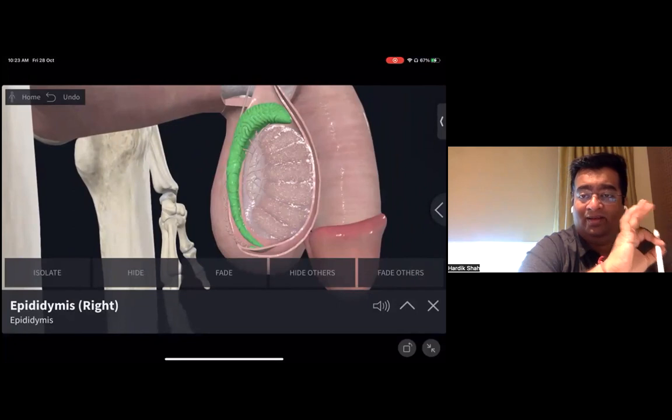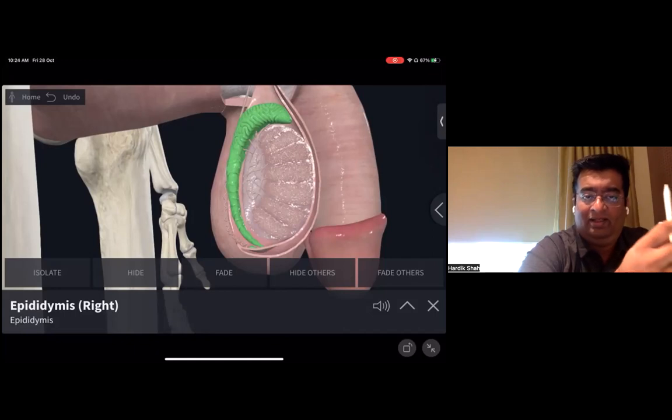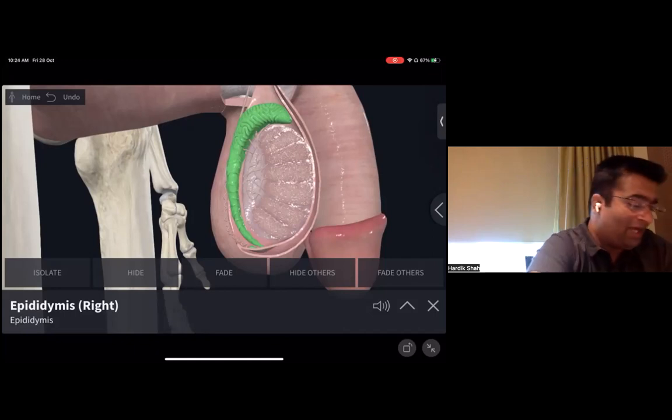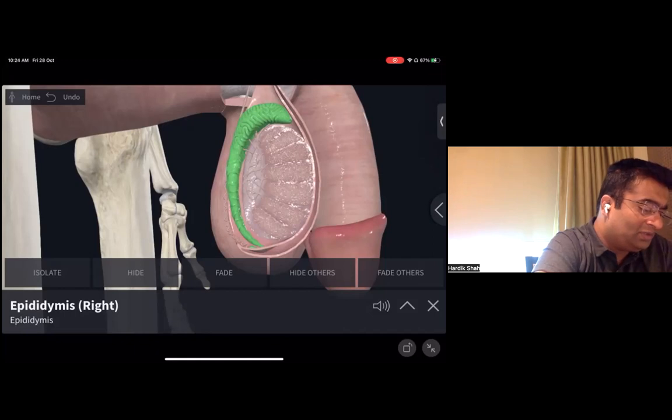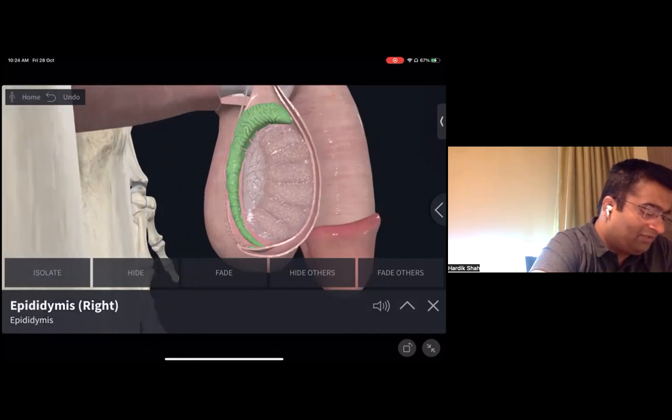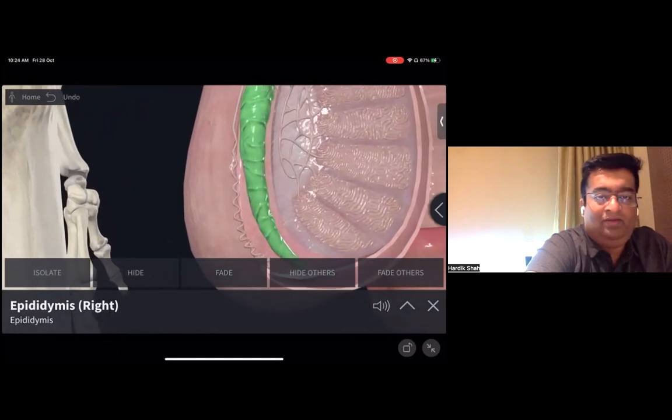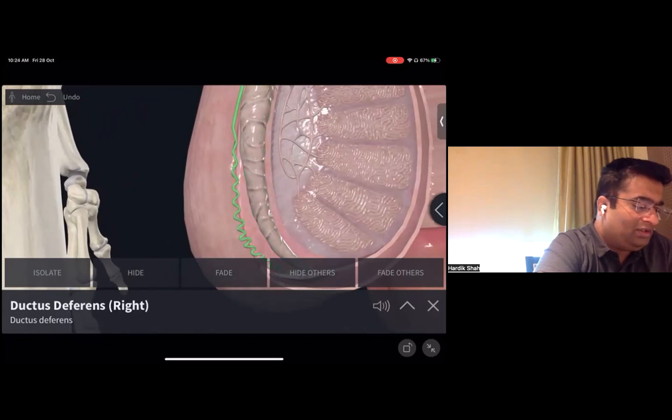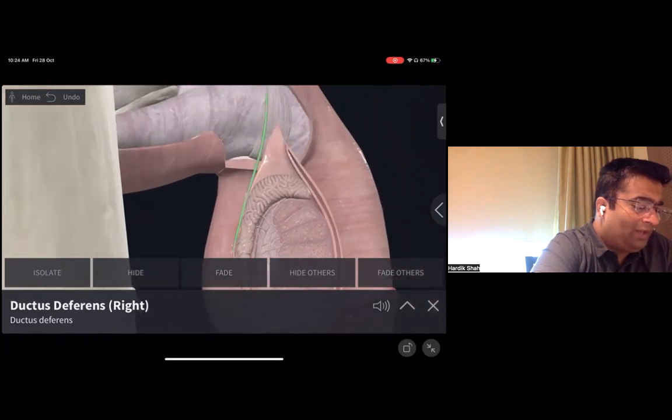It is during this time, while they are passing through the epididymis, that they attain physiological maturation and gain motility. They become motile and physiologically mature. Now this epididymis opens into the vas deferens, which is also called the sperm duct. So here, this long wiry structure that you see is the sperm duct that moves upwards and passes through the inguinal canal.